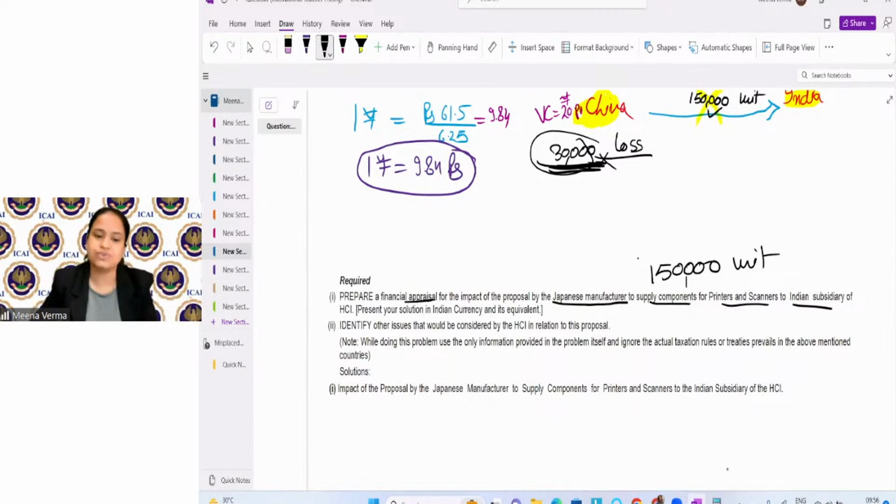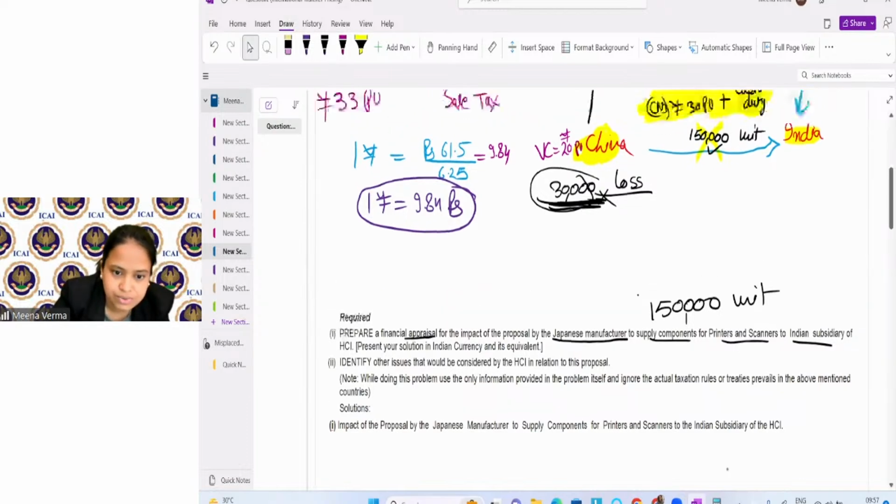When China is transferring 150,000 units to India, what is the profitability of the company? No, give me one minute. Japanese manufacturer is who?